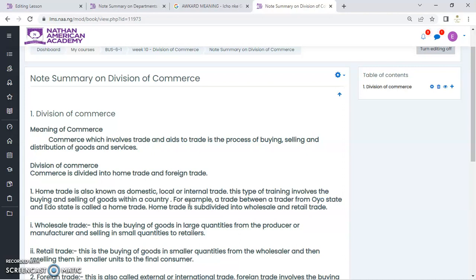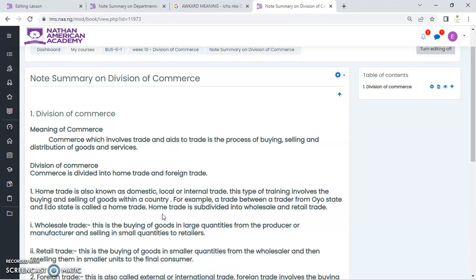For example, a trade between a trader from Oyo State and Edo State is called a home trade. A trade between a trader in Lagos and Abuja is also an example of home trade. So any buying and selling that takes place within Nigeria, any part of Nigeria at all, is an example of home trade. And home trade is subdivided into wholesale and retail trade.